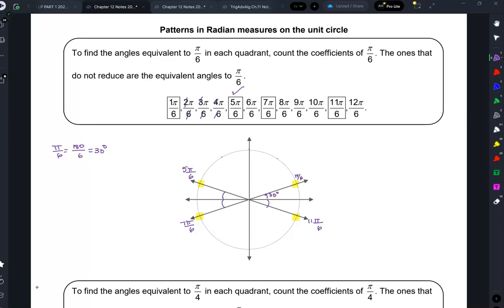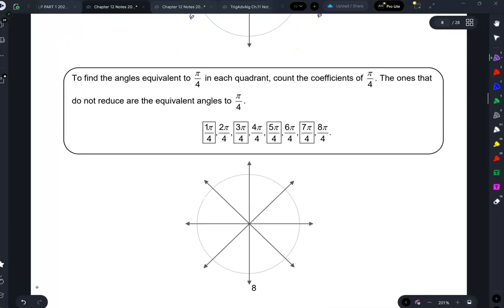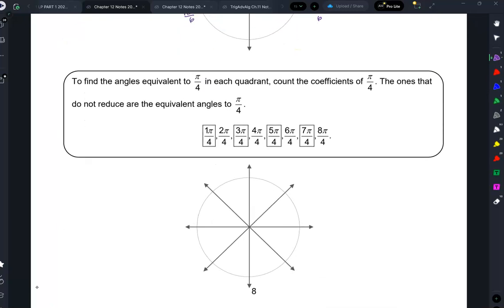Okay. Now let's talk about pi over 4. Pi over 4 is equivalent to 180 over 4, which is 45 degrees. So here they are: 45, 45, 45. The first one will be pi over 4. And again, we increase. 1 pi over 4, 2 pi over 4 reduces, 3 pi over 4 does not reduce, 4 pi over 4 reduces, 5 pi over 4 does not reduce. And the next one that doesn't reduce is 7 pi over 4.